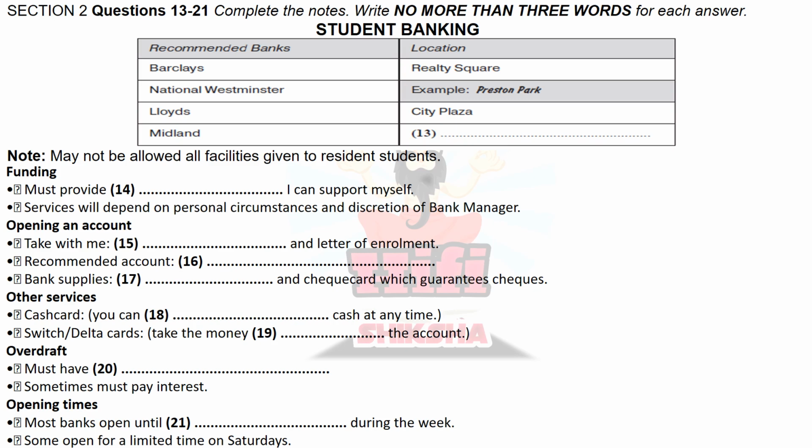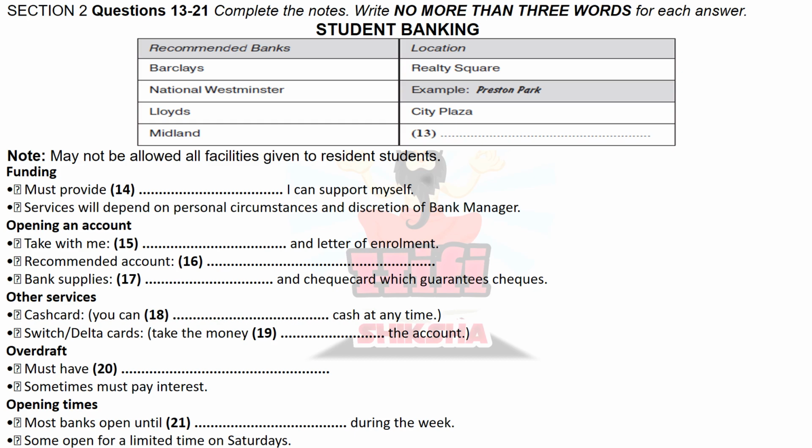However, it's important to note that as an international student, you'll not necessarily be eligible for all the facilities offered to resident students. Now, as an international student, you will need to provide evidence that you can fund yourself for however long your course lasts. Banks have different policies, and the services that they'll offer you will depend on your individual circumstances and on the discretion of the bank manager involved. So it's a matter of going there and finding out about your own particular situation.